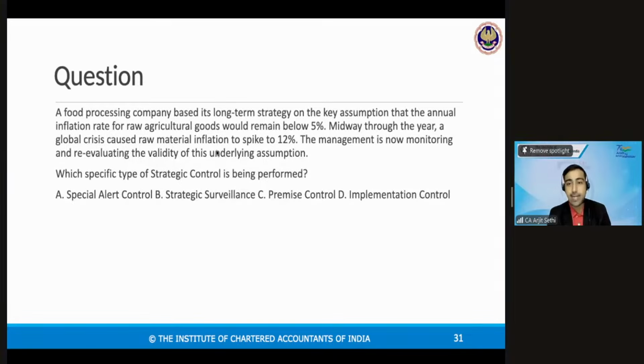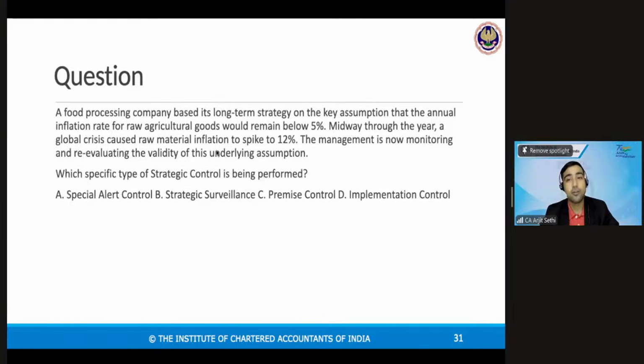A food processing company. Let's take this as the last question, and then we look at chapter number 2. A food processing company based its long-term strategy on the key assumption that the annual inflation rate for raw agriculture goods would remain below 5%. Midway through the year, a global crisis caused raw material inflation to spike to 12%. The management is now monitoring and re-evaluating the validity of this underlying assumption. Which specific type of strategic control is being performed here?